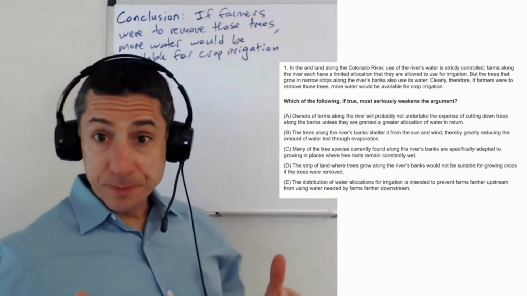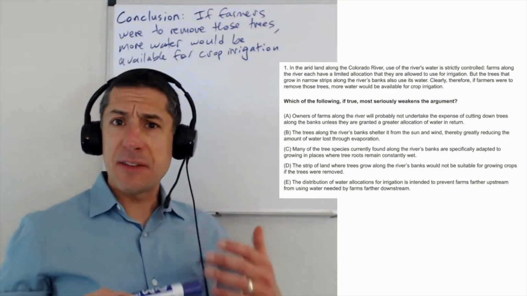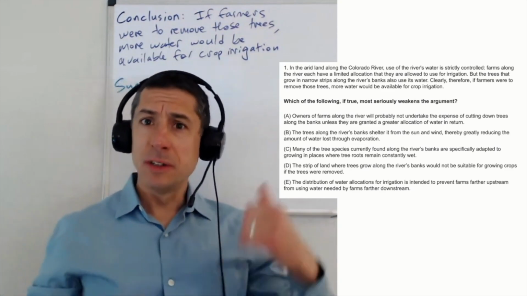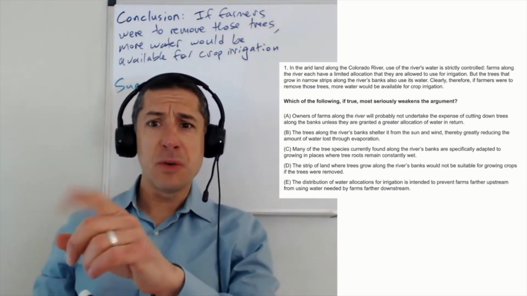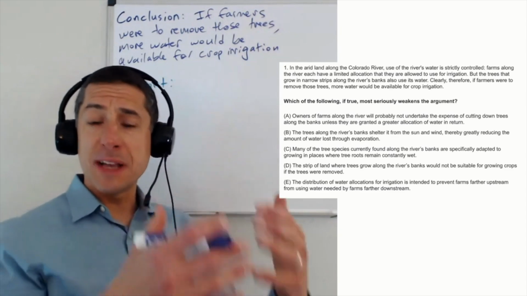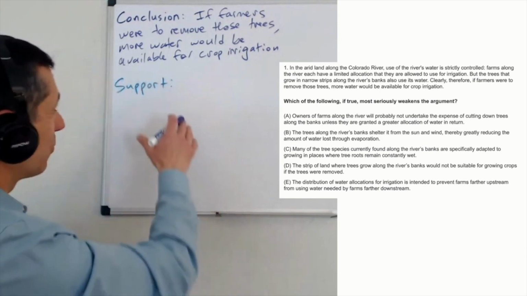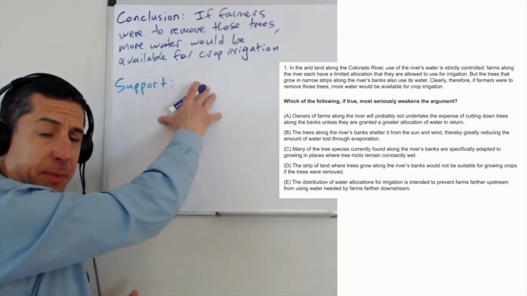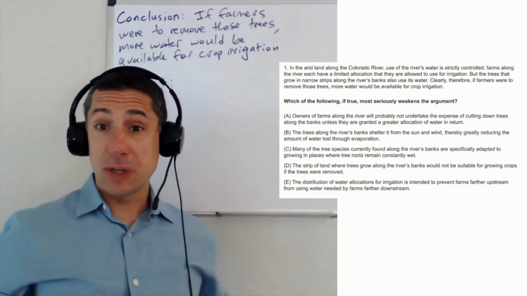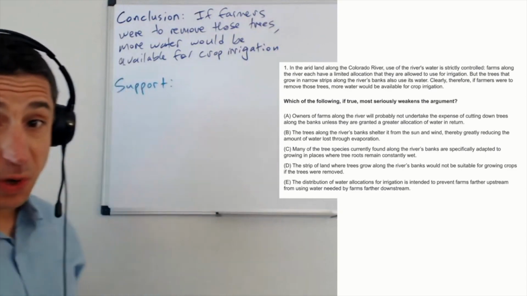Okay, step 2, just make sure you're really clear about how the author got there. In this particular case, I'm going to argue that first sentence is really just setting the stage. Okay, in the arid land along the Colorado River, here in my backyard, here in beautiful Colorado, use of the river's water is strictly controlled, and farms have a limited allocation of water they can use for irrigation. Okay, great. That doesn't really support this. That's just your background information. Cool. But it's that next sentence here that logically really supports this. The trees that grow in narrow strips along the river's banks also use its water.